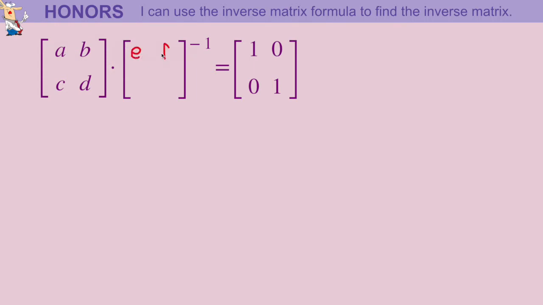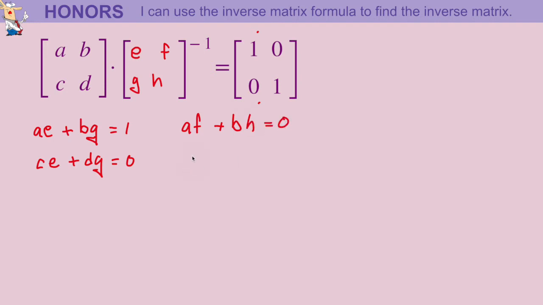So we want to times it by E, F, G, and H, such that the answer gives us the identity of 1001. So we start out with the first one, A times E plus B times G, and that results in 1, going right over here. Then we'll go ahead into the next row, C times E plus D times G equals the result over here of 0. Continue on the other way, so we have the first row, A times the second column, A times F plus B times H, that equals 0. And then we have second row, second column, results in 1.